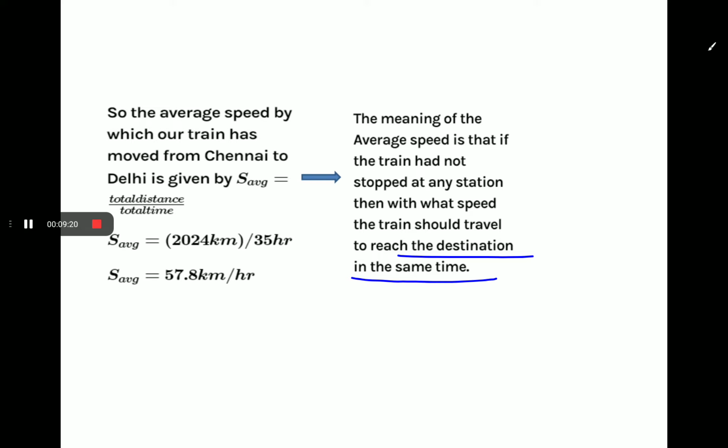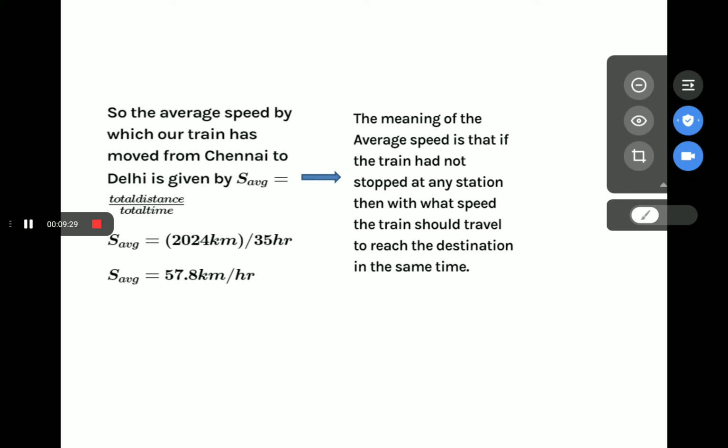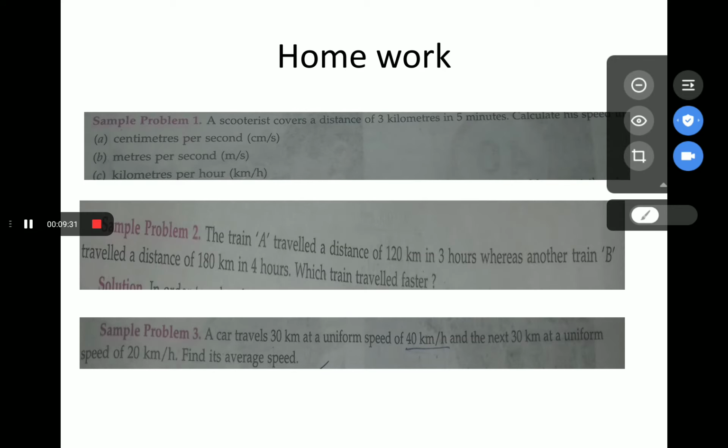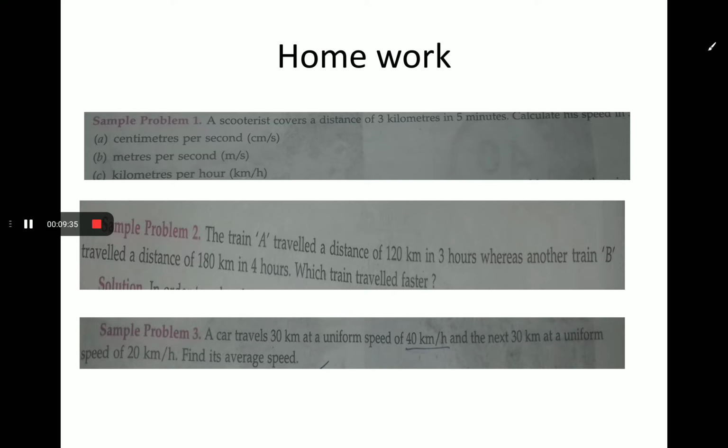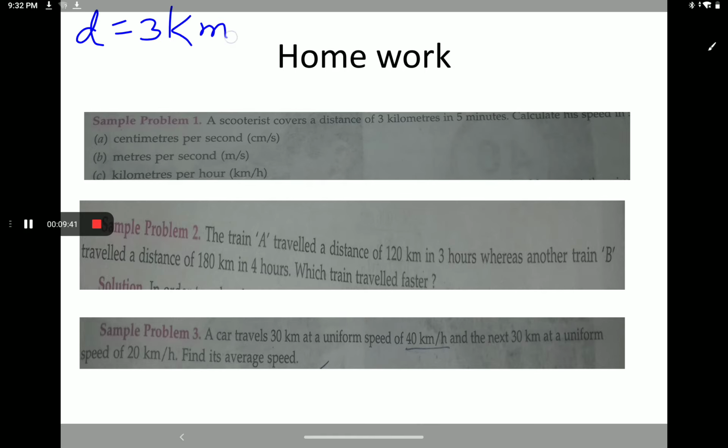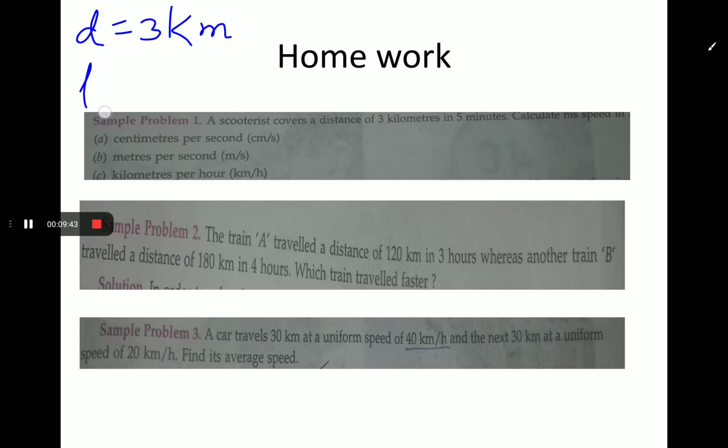So, after understanding the difference between speed and average speed, here are some questions and we will solve them. Now the first question is that a scooterist covers a distance of 3 km. Here the distance is given as 3 km and the time taken is 5 minutes. We have to find the speed.